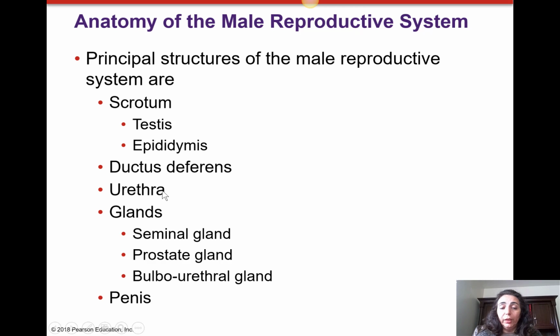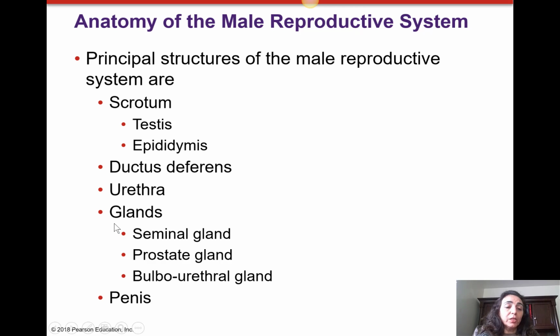Then the urethra in the male, besides being part of the urinary system that brings the urine from the urinary bladder out of the body, is also a common passageway for the sperm. Sperm that is formed inside the testes goes into the epididymis, then to the ductus deferens, and from that joins the urethra, and from the urethra goes out of the body. So as you see, the urethra in the male is part of two systems, the urinary system and the reproductive system.